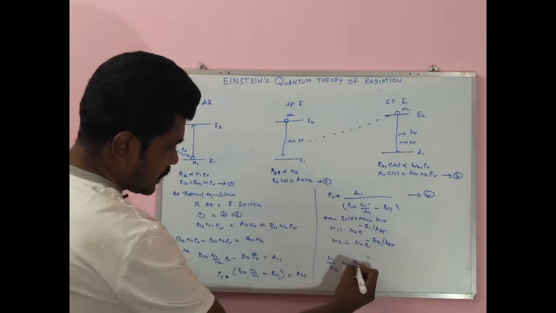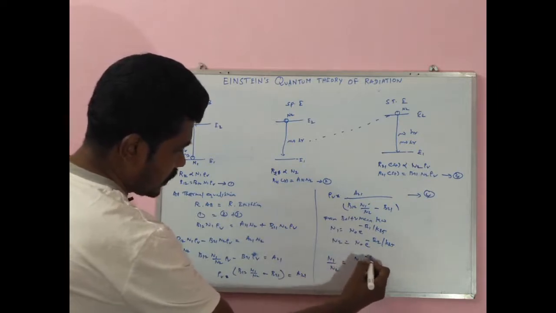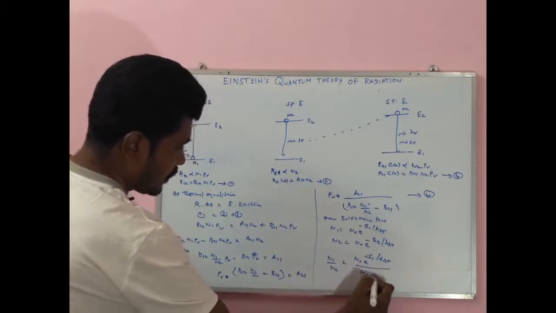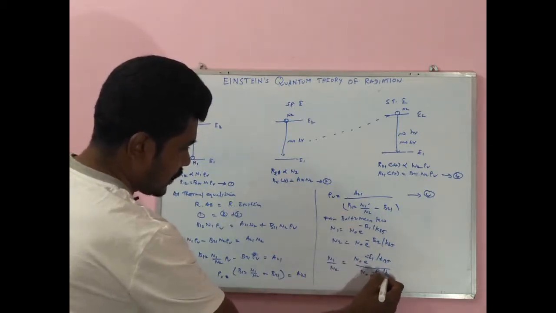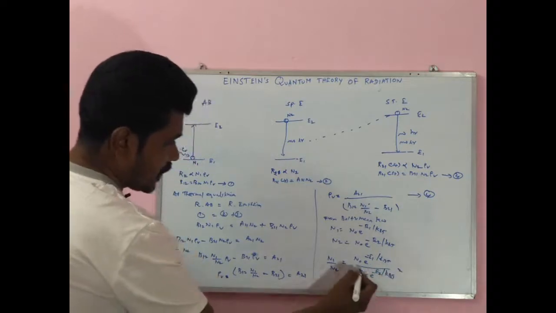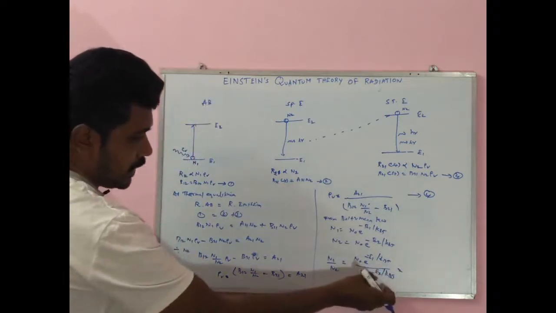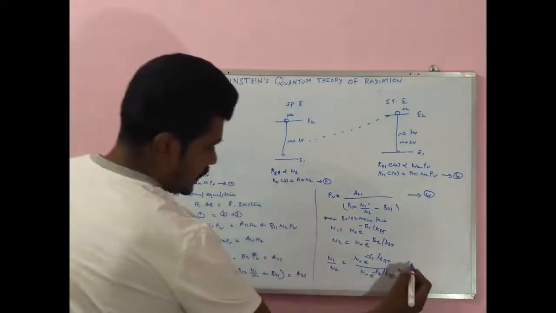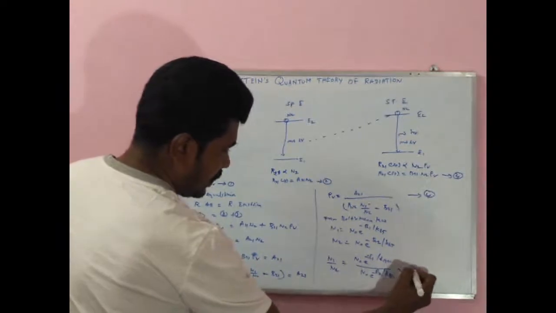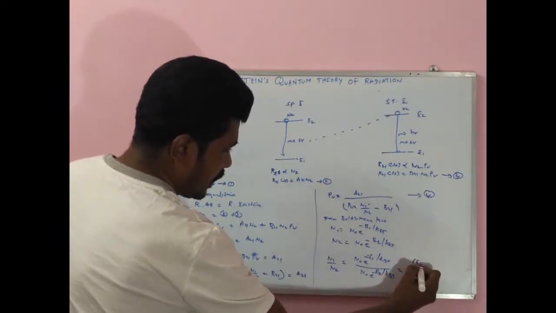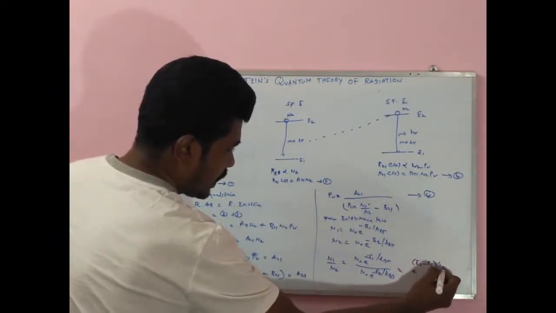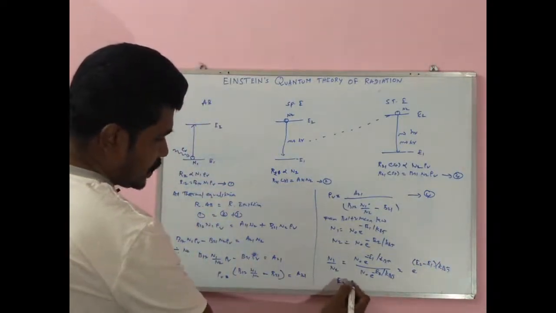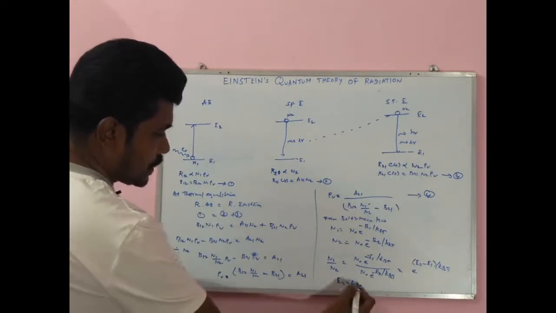N0 cancels: N0 e power minus E1 divided by kBT, divided by N0 e power minus E2 divided by kBT. N0 cancels, and 1 by e power minus x becomes e power plus x. So finally the answer is e power E2 minus E1 divided by kBT. Understand? Now what is E2 minus E1?